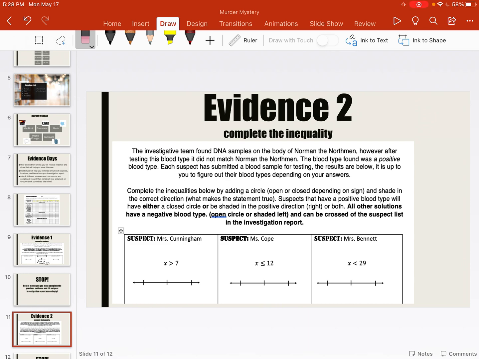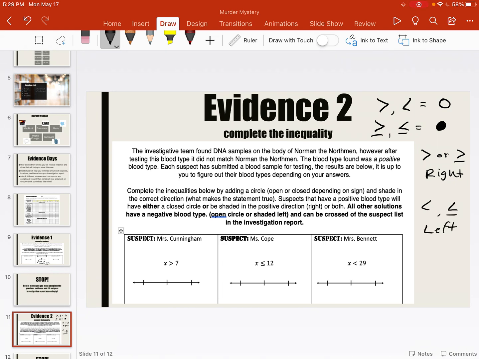A couple things to remember. If we have a greater than or less than, that equals an open circle. Greater than or equal to, less than or equal to, equals a closed circle. If we are here or here, we are shading to the right. And if we are less than or equal to, we are shading to the left.